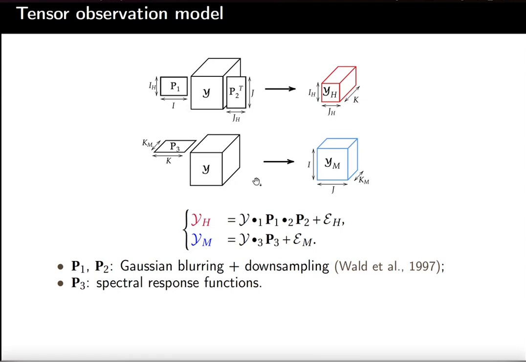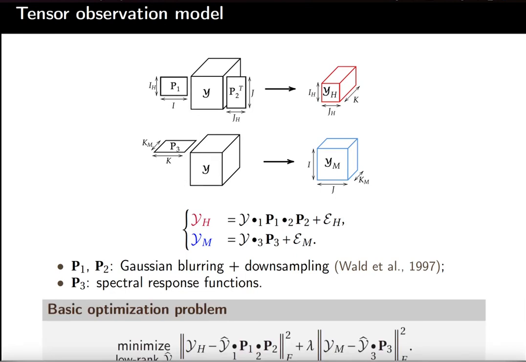And these images can be degraded by means of degradation matrices P1, P2, and P3 that are expressed in the set of equations here. For the hyperspectral image, P1 and P2 are Gaussian blurring and downsampling matrices, so we assume they are separable here. P3 is the spectral degradation matrix that contains the spectral response functions of the multispectral sensor.